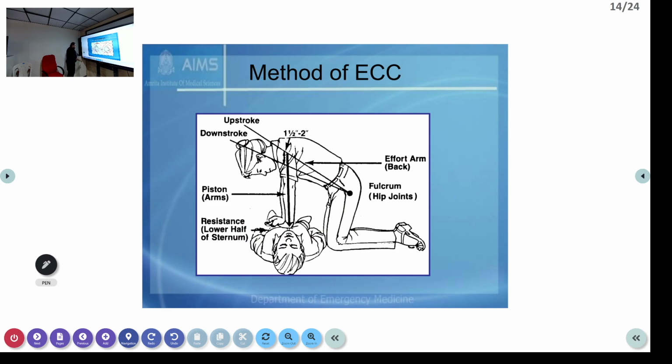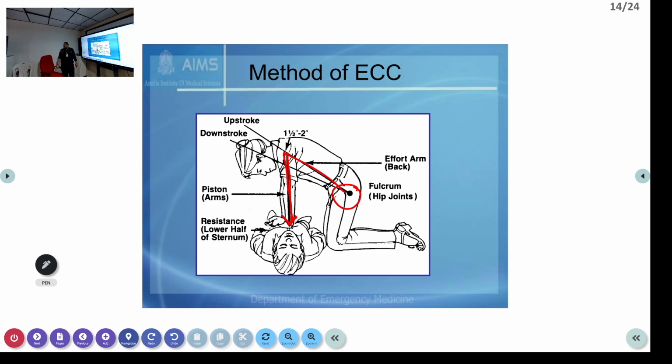Okay. The next one, how to give compression. So you remember that you have to give a compression to the patient. Suppose this patient is lying on the floor, make sure that you are leaning towards the patient's chest, and make sure that your elbows are straight, and your movement should be from the hip joint. Your movement should not be from the shoulder joint. What we are trying to do, we are just trying to transfer our body weight to the patient's chest.